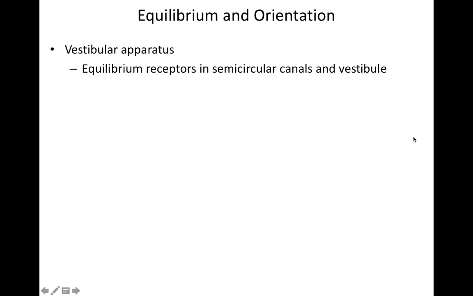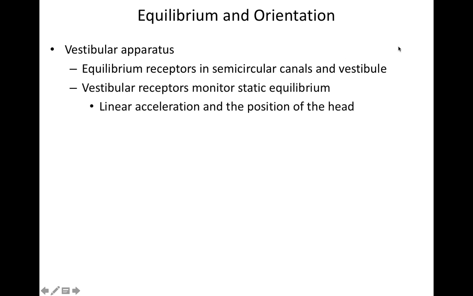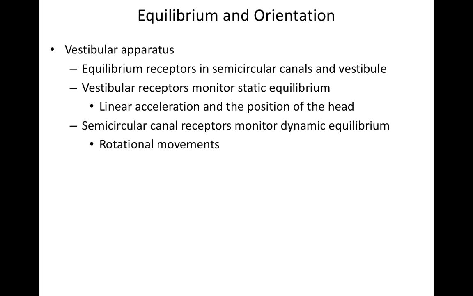Okay, the good thing about equilibrium is that it functions exactly like hearing. So we went really in depth in hearing. We're not going to go too in depth in equilibrium. So you've got what's called the vestibular apparatus, consisting of the semicircular canals and the vestibule. The vestibule is going to monitor what's called static equilibrium, which is going to consist of the position of your head in space and the concept of linear acceleration. The semicircular canals deal with dynamic equilibrium, which is rotational types of movements.